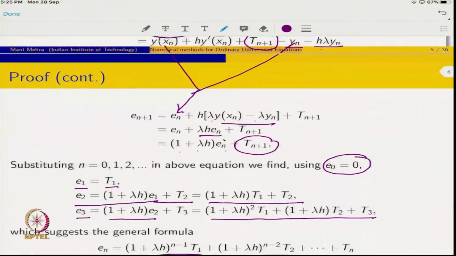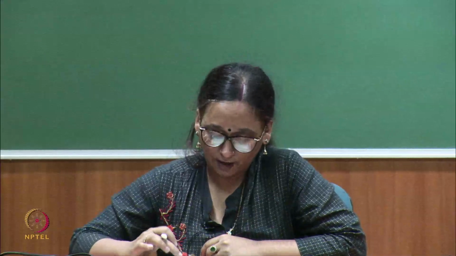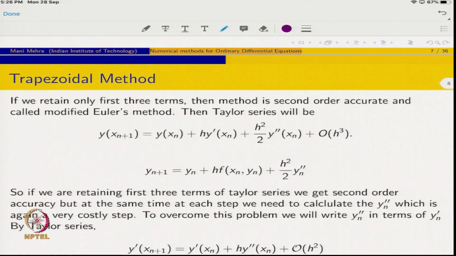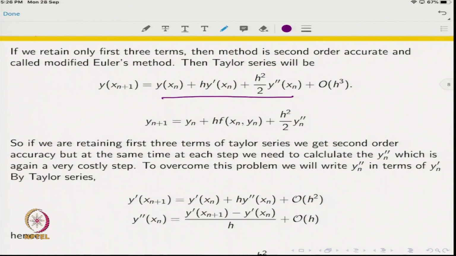So now the question is, it is a first order accurate method, how can we achieve high order methods? For that reason I am going to explain the trapezoidal method. This method says, if we retain only the first 3 terms, the method is second order accurate and called the modified Euler method. Then the Taylor series will be this. So if you retain the first 3 terms of the Taylor series, it will be called the Taylor series method.